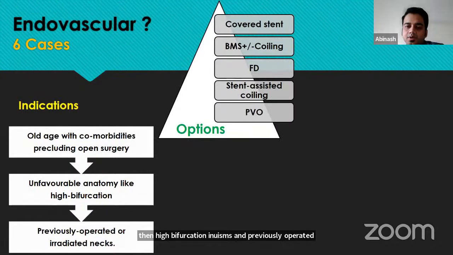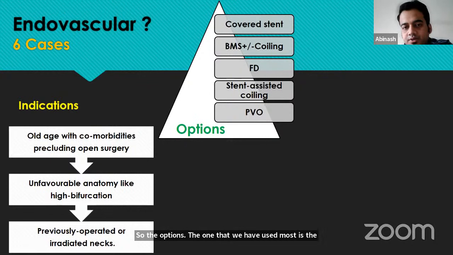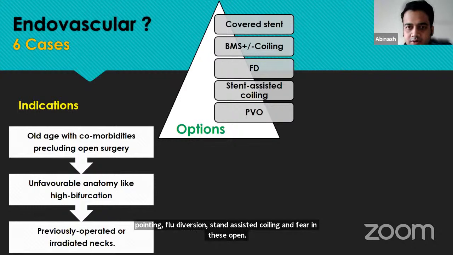So the options, the one that we have used most is the covered stent, then bare metal stent with or without coiling, flow diversion, stent assisted coiling, and parent vessel occlusion. Out of these, covered stent and parent vessel occlusion are the modalities that we have chosen till now.